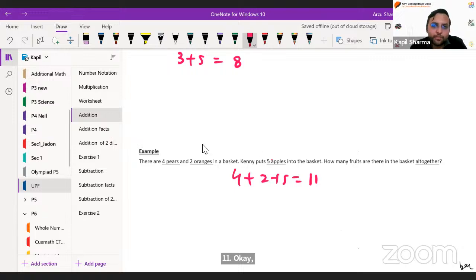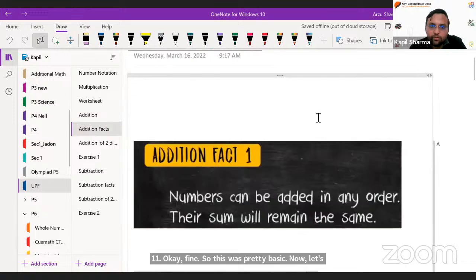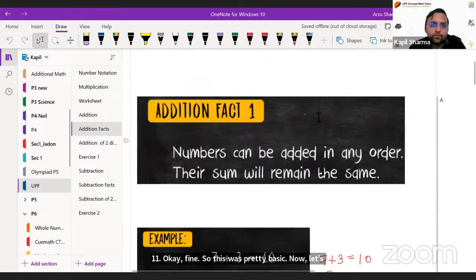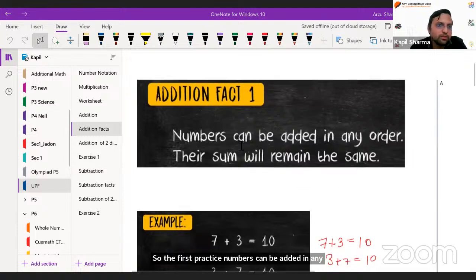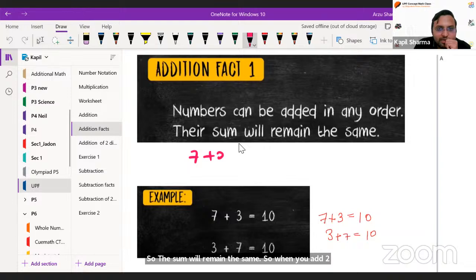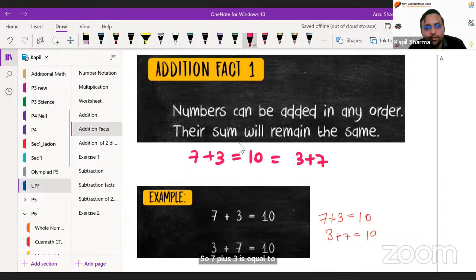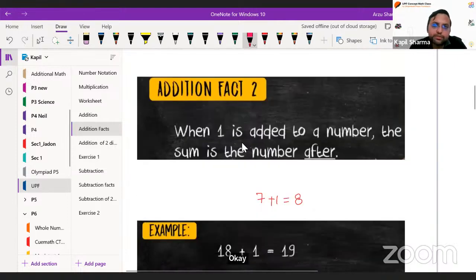Now let's move to some addition facts. So the first fact is numbers can be added in any order. So the sum will remain the same. When you add two numbers, order is not important. So 7 plus 3 is equal to 10, which is same as 3 plus 7. Okay, so this is the first fact.